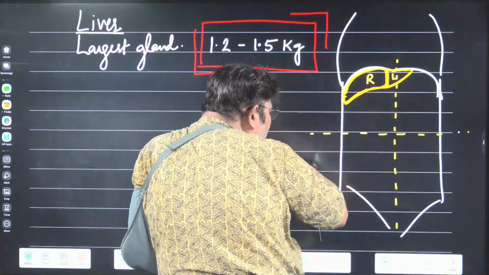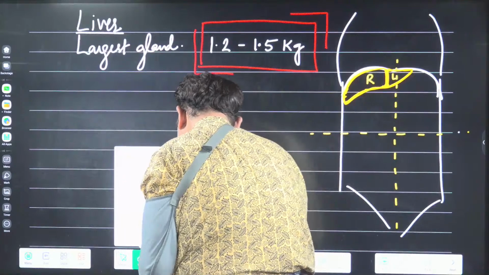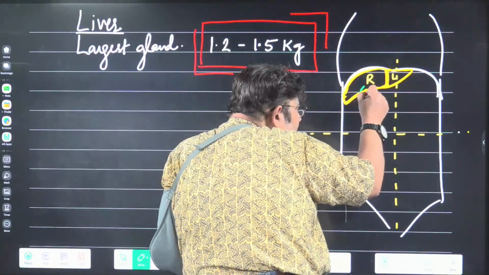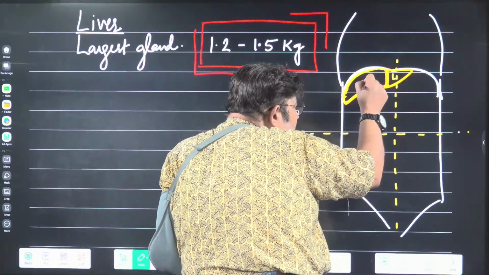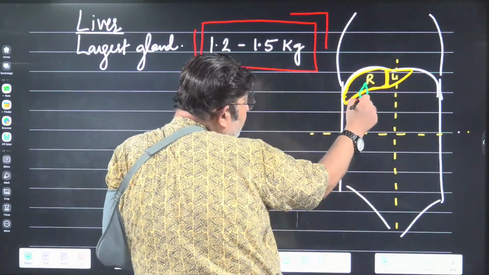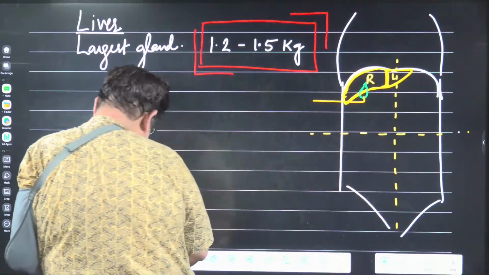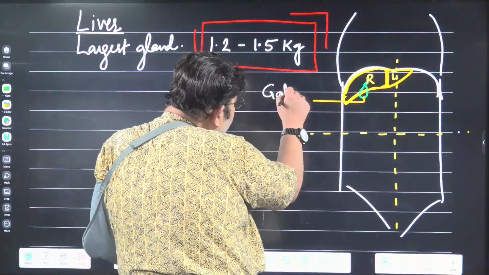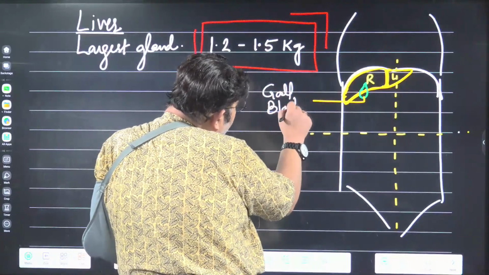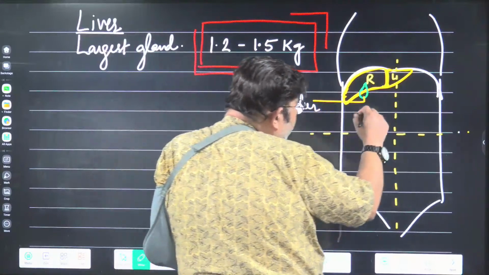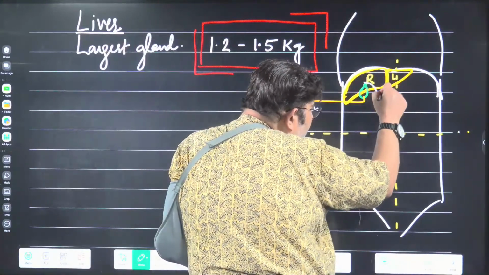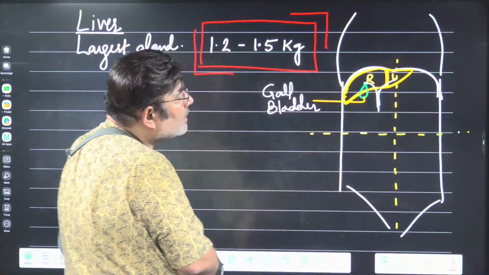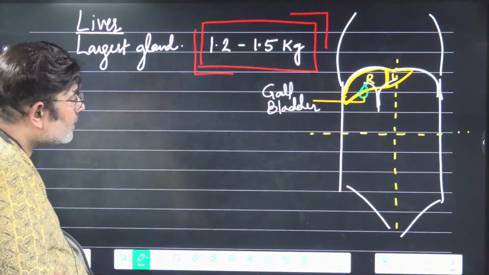Below the right lobe, you can notice that there is a pouch hanging below, and you can see this much part cannot be seen. This pouch is called the gallbladder. Then from here, ducts arise, and the common bile duct enters into the duodenum.